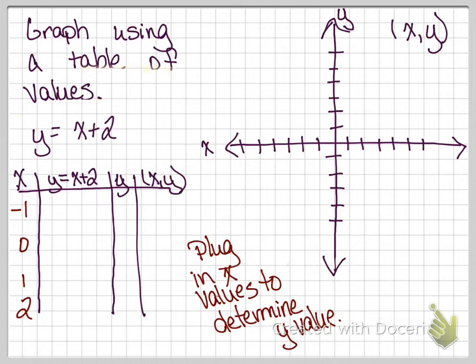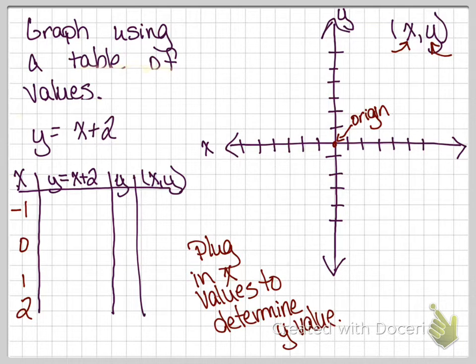Now, if you look at my graph up here, my horizontal axis is my x-axis. My y-axis is my vertical axis. It goes up and down. Okay? My x and my y coordinate, that is my ordered pair that we're going to be finding. And this point right here, point 0, 0, is called my origin. And that's where I start.